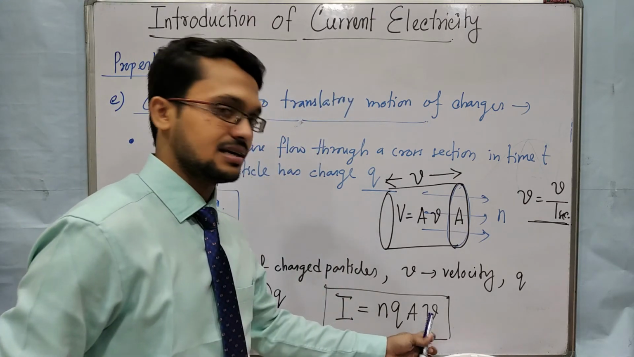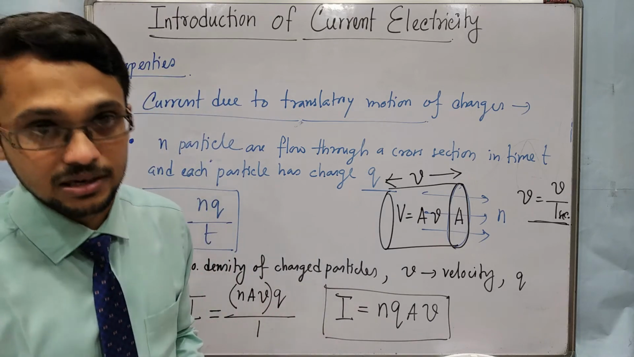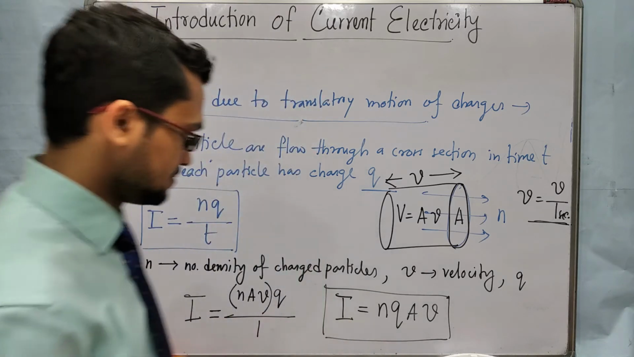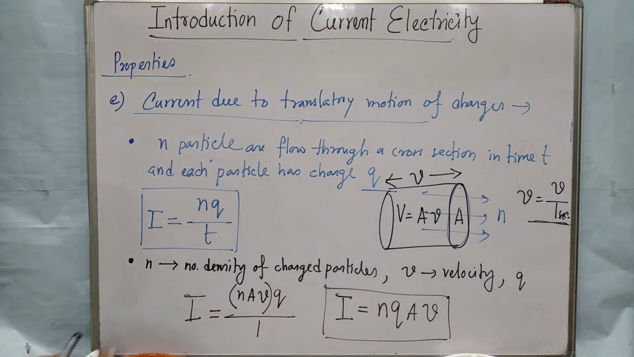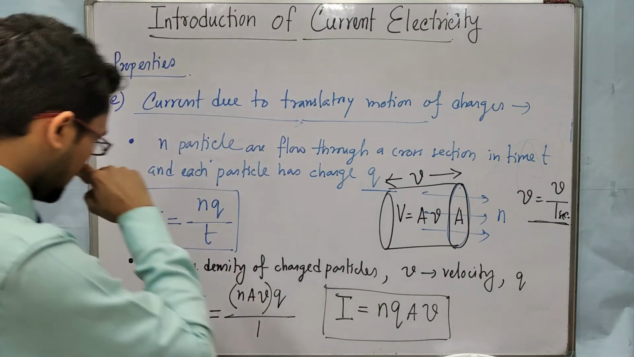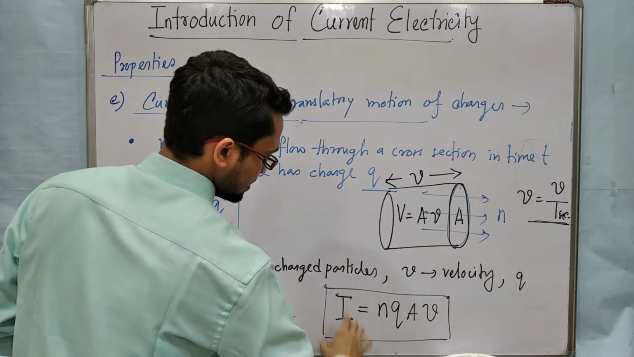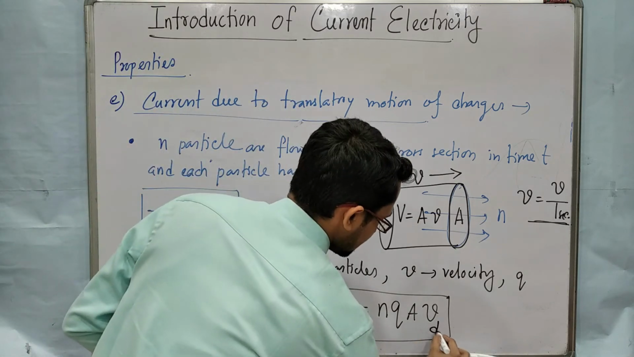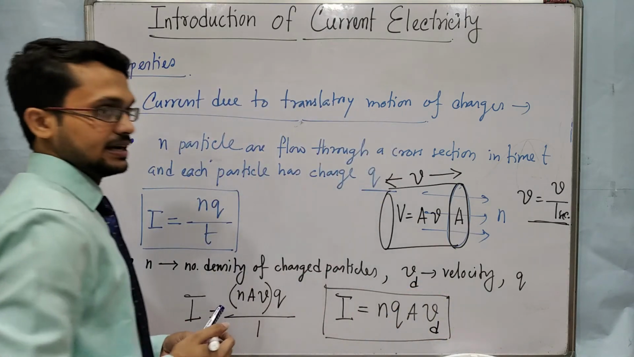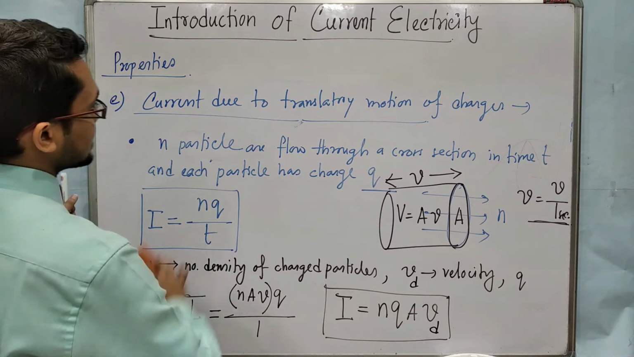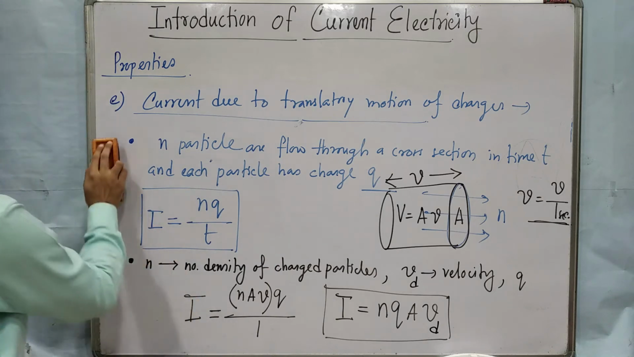This velocity has another name, a particular name, that is drift velocity. We will elaborately discuss this equation in the next lecture. There we will understand what is drift velocity, how drift velocity is generated. So here just remember this equation NQA into V. Drift velocity is denoted by Vd, so there we will write it as Vd, drift velocity. Understand? So this is current due to translatory motion of charge.